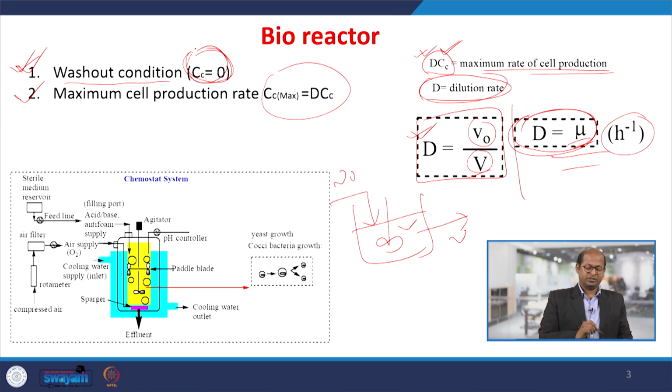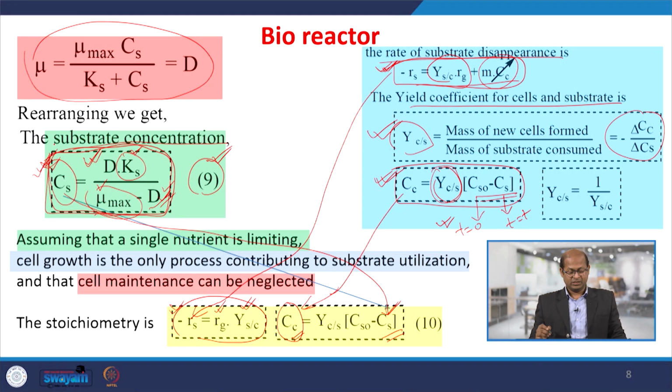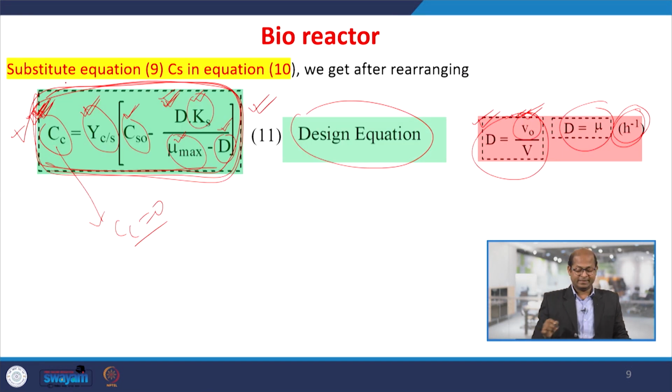Okay. So, today is up to this, what we have studied. Today we have basically studied the washout conditions, when cell concentration would be 0, and the maximum cell production rate, that is dCc. In washout conditions, the dilution rate, what is the dilution rate, we have also discussed by definition. Now we developed a few equations, so theoretically, without conducting any reaction, we can find out for a particular or specific reaction what would be the substrate concentrations and what would be the cell concentrations. Okay.